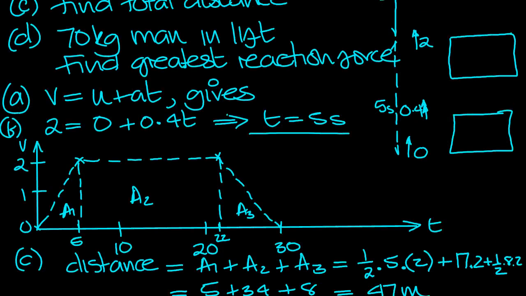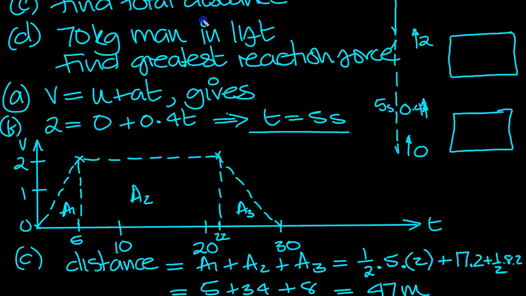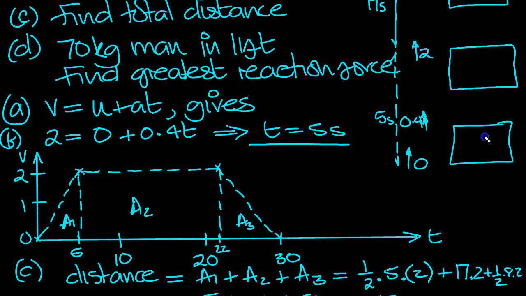So that's part C. A 70 kilogram man is in the lift. Find the greatest reaction force. Well, the greatest reaction force, if you think about it, the man is here. The greatest reaction force will occur here because there's a positive acceleration. So R needs to be greatest here. The weight of the man is 70 G.